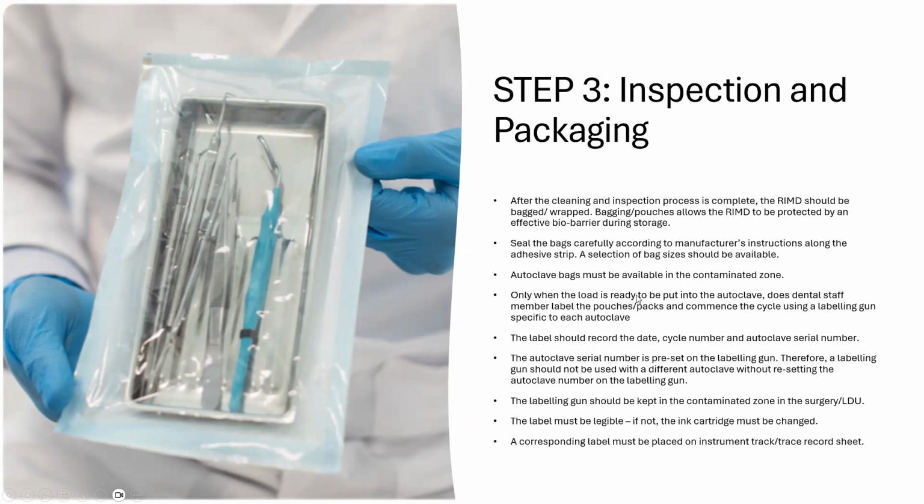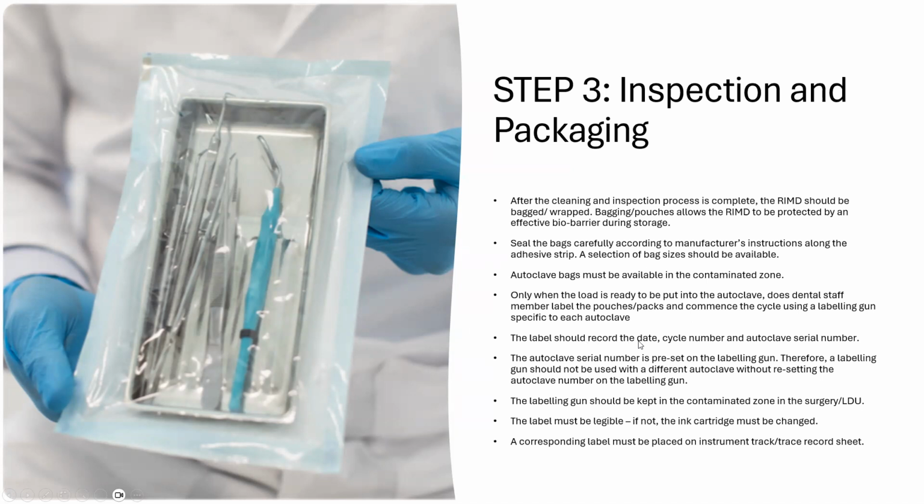Only when the load is ready to be put into the autoclaves does the dental staff member label the pouches, packs, and commence the cycle using a labeling gun specific to each autoclave. The labeling gun should be specific to each autoclave. You are not using one gun for all the autoclaves. If there are several autoclaves in your operatory, one gun for one autoclave.